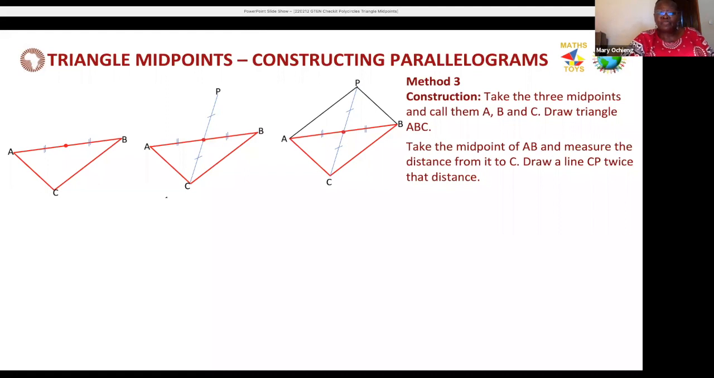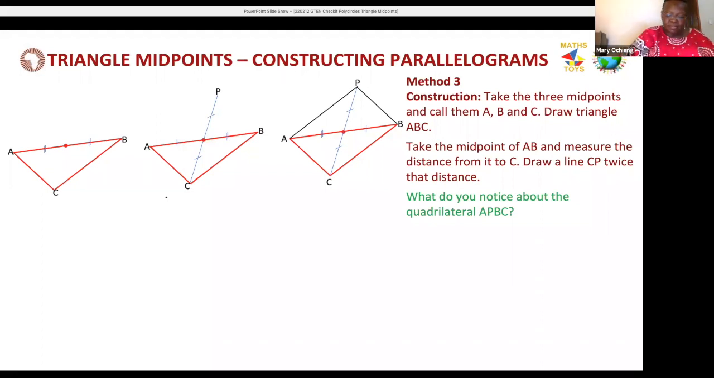So what do you notice about the quadrilateral APBC? What can you say about the quadrilateral APBC in the very last diagram that we have on the right? Please put your answer on the chat.